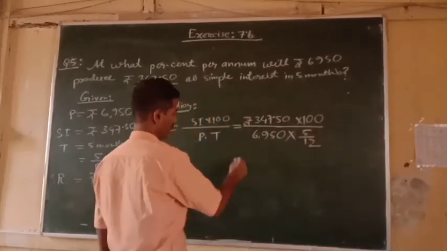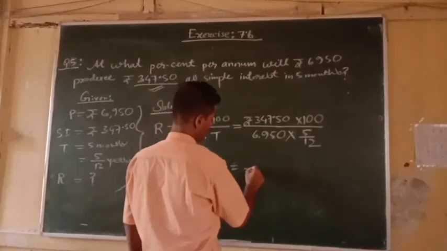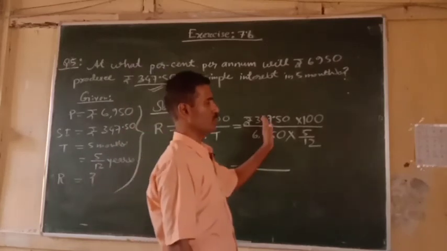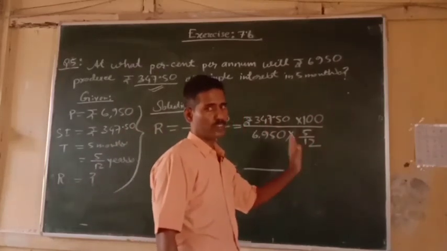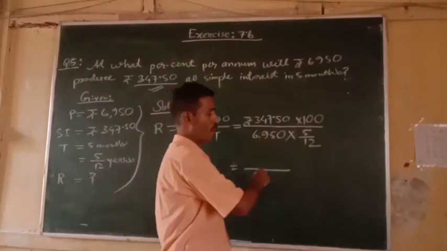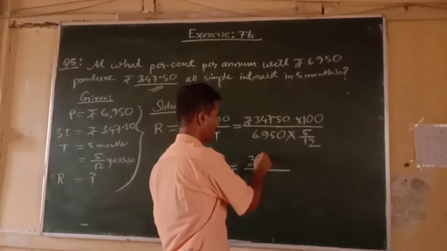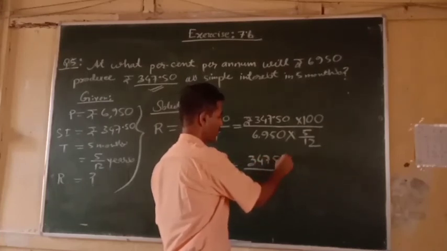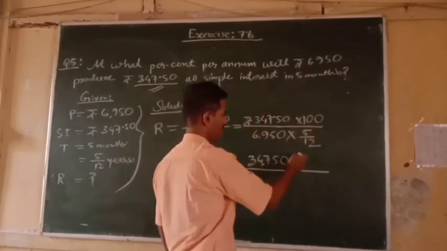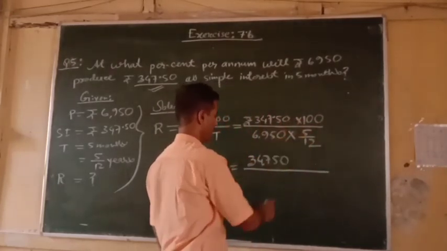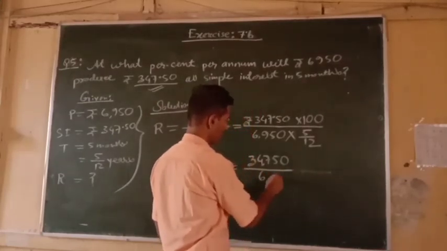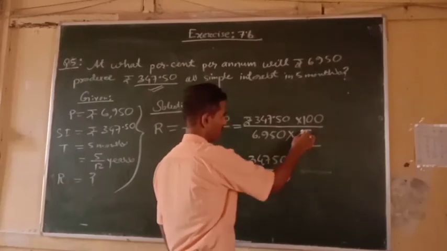Now see the following step. Whenever we multiply any number by 100, the decimal moves 2 digits to the right. So 347.50 will turn into 34,750. We no longer write into 100 because we've already multiplied. Down there you see 6,950, and this is 5 by 12.